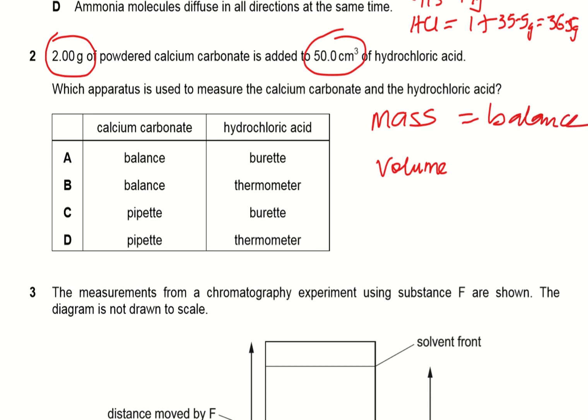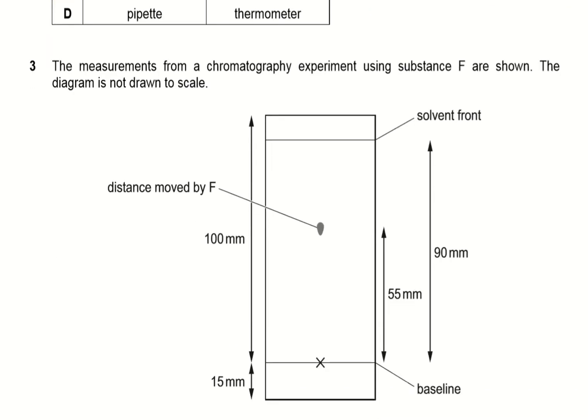And of course for your volume you have apparatus for measuring volume: burette, pipette, volumetric flask, measuring cylinder, beaker, and so on. But here we have burette being mentioned, so we have balance, which is correct for this, and burette, which is correct for this. So your correct answer here is A.